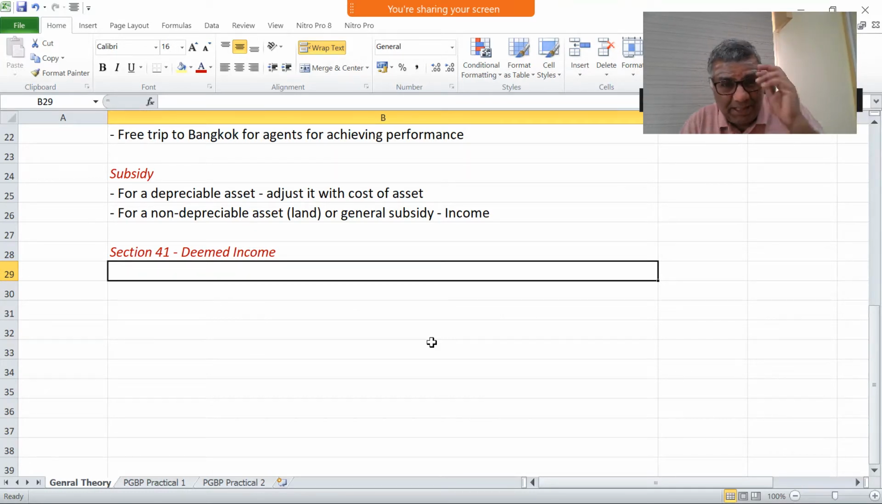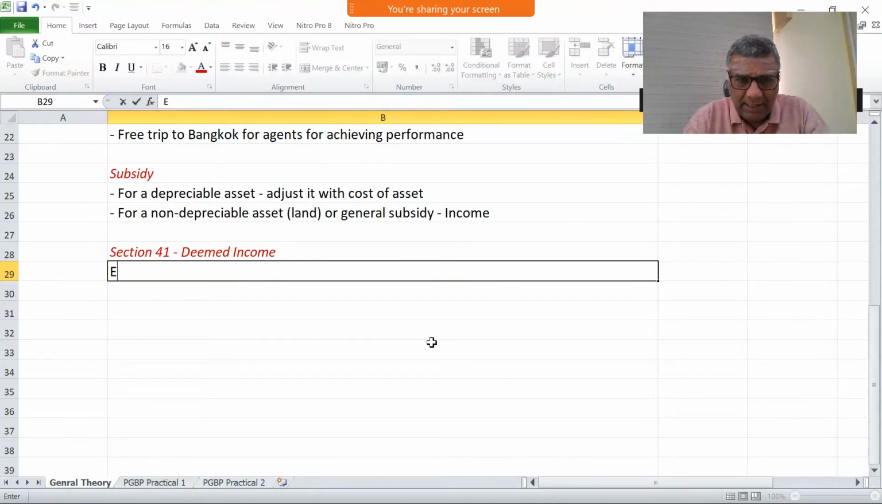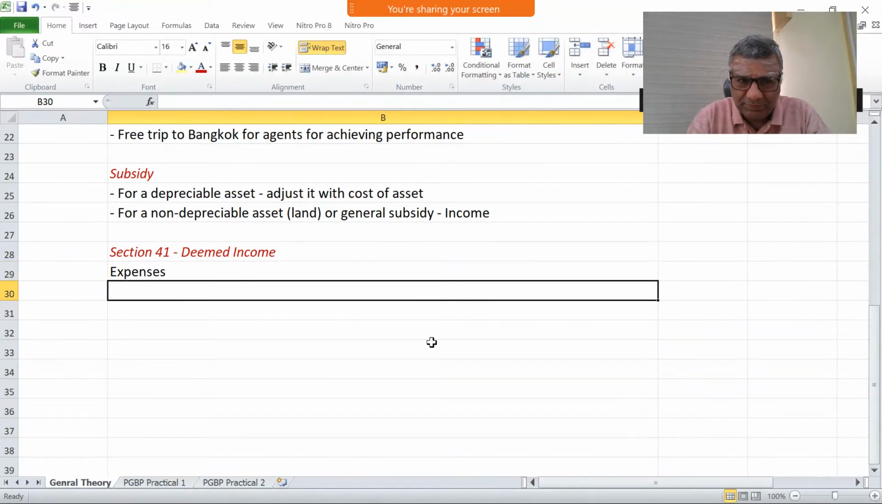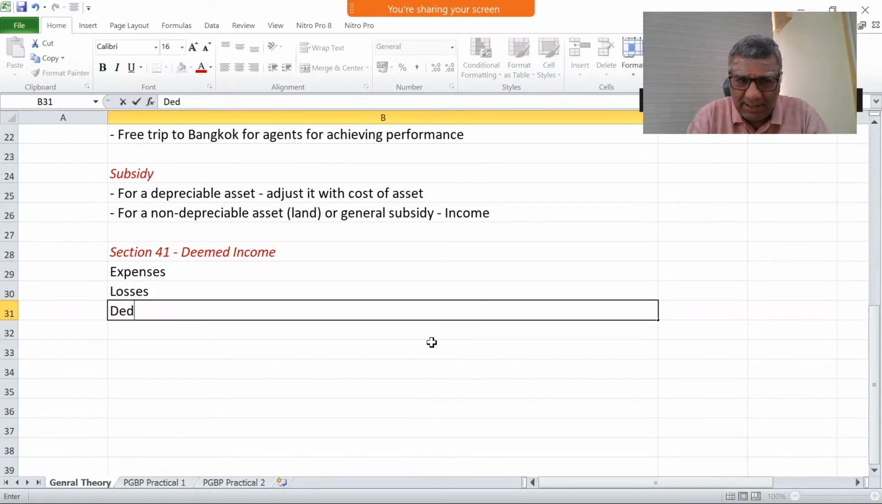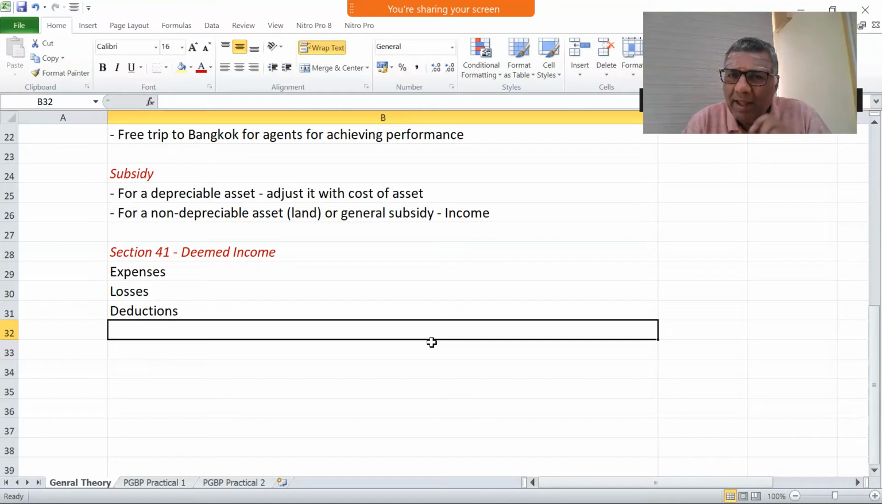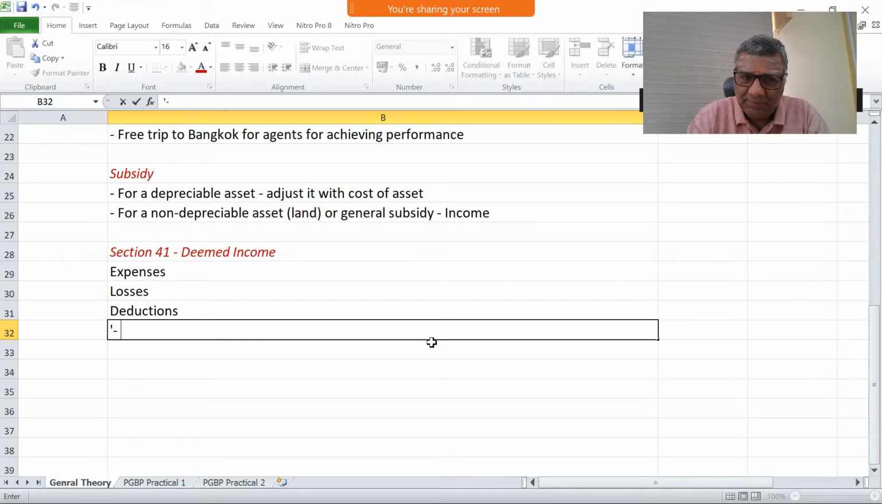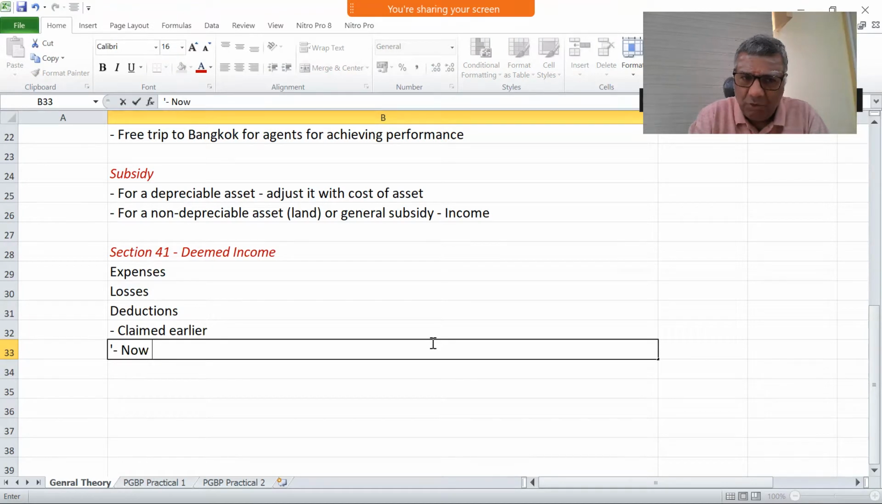Of course, this comes later in the chapter, but I am trying to put it here so that once our income discussion is over, we will feel, yes, I know something. Deemed income. Expenses, losses, deductions claimed earlier, now recovered.